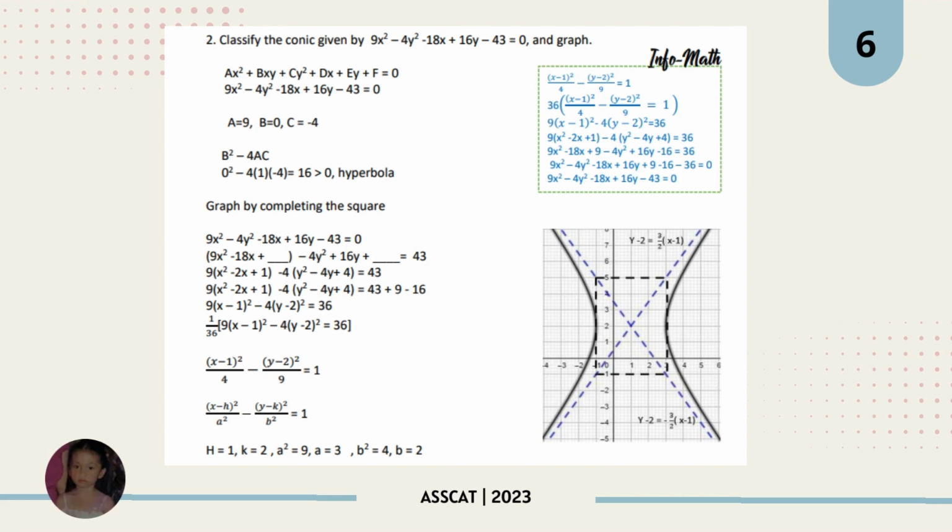But to graph, we complete the square, and then we got the result. H is equal to 1, K is equal to 2, A squared is equal to 9, A is equal to 3, B squared is equal to 4, and B is equal to 2. Then we plot it in the graph.